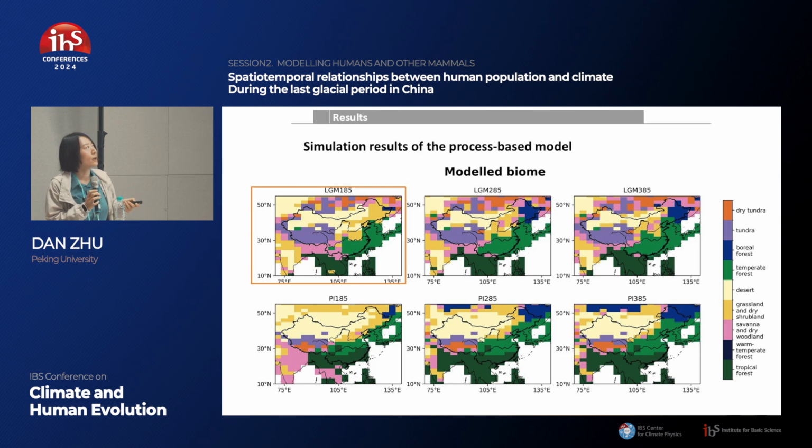So in the following, let's have a quick look at the results of the process-based model. In these figures, the top left figure is the real LGM configuration, and from left to right shows the effect of CO2, and from top to down shows the effect of the climate change. So this is the simulated biome distribution. The forests retreated during the LGM, and the low CO2 level plays a strong role in the retreat of boreal forest in China, while for the tropical forest retreat, the climate factor is more important.